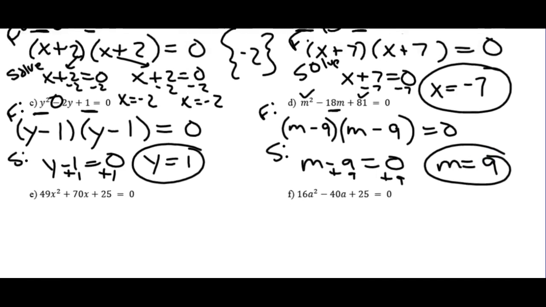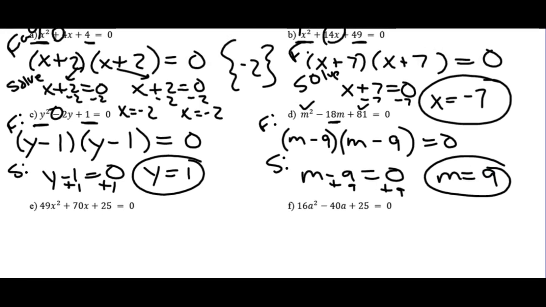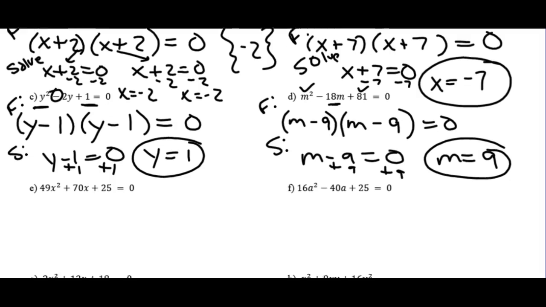E. Now, those first 4 examples, you could just do them the way we've already learned how to factor, finding factors of 81 that add to give you 18. I mean, you could just do that. E is where it gets a little complicated. Who wants to take 49 times 25 and then find factors of that huge number that add to give you 70? So that's why the shortcut is helpful.